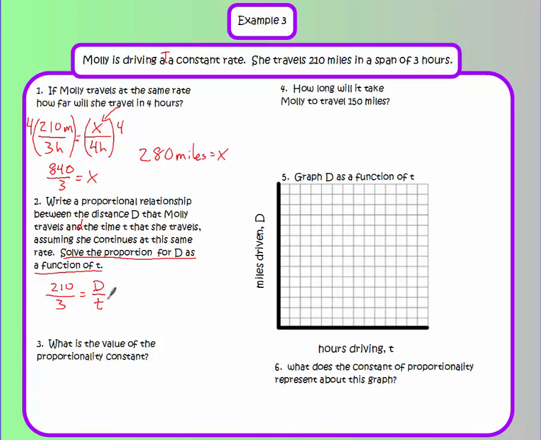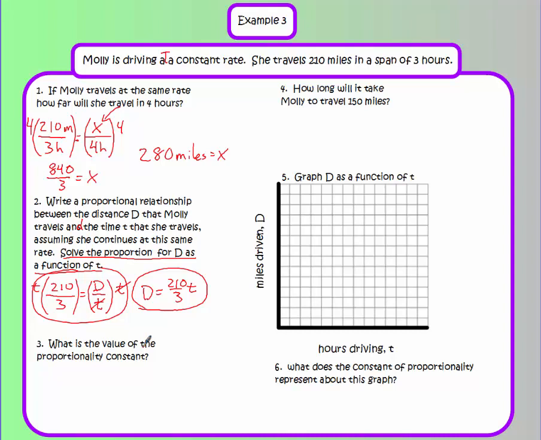So let's use cross multiplying, or it doesn't matter. Actually, let's just multiply both sides by the denominator here to get d by itself. So multiply both sides by t. So that tells me these cross off, and that leaves me d equals 210 over 3 times t. Okay, so now I have written the proportional relationship for the distance d that Molly travels and the time that she travels. So here's the proportional relationship, and now we solved it for d. So the distance equals, here's that rate, 210 over 3 times time.